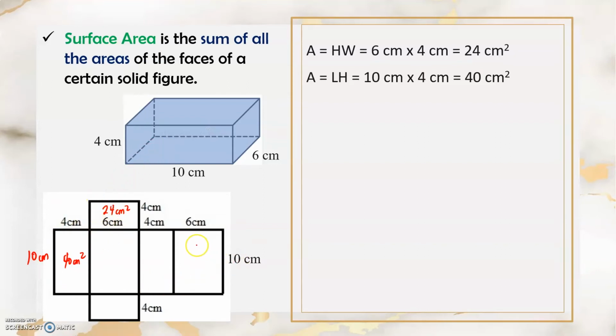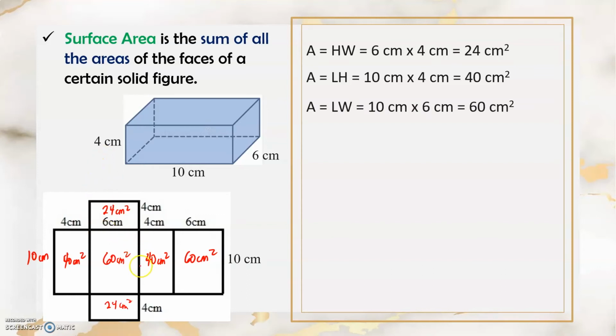Next, let's look for the area of this face here. This face here has the dimension 6 centimeters by 10 centimeters, which is the width and the length of our prism. Okay, 6 centimeters times 10 centimeters will give us 60 square centimeters.